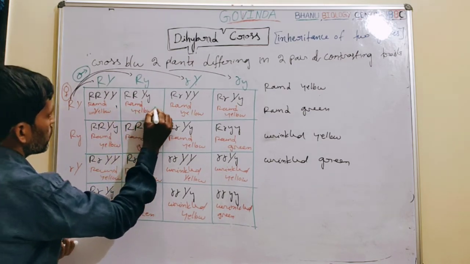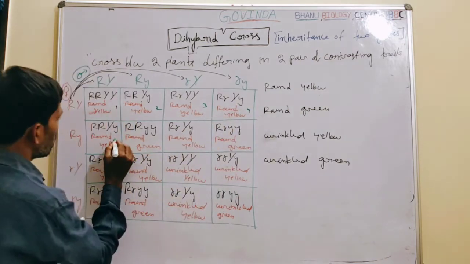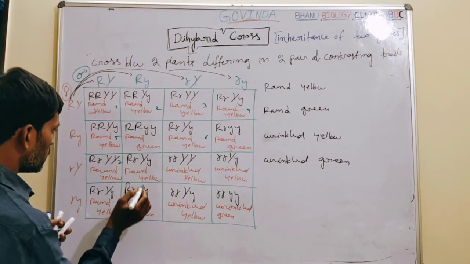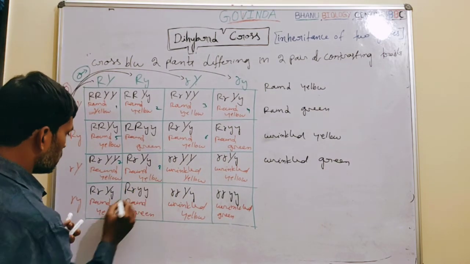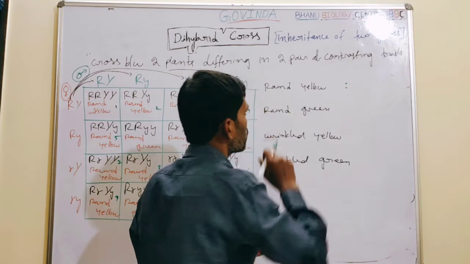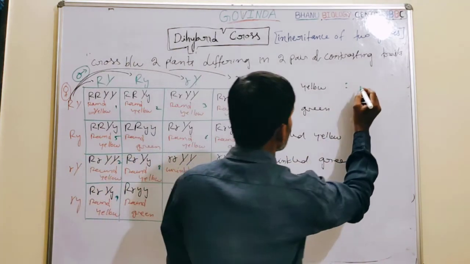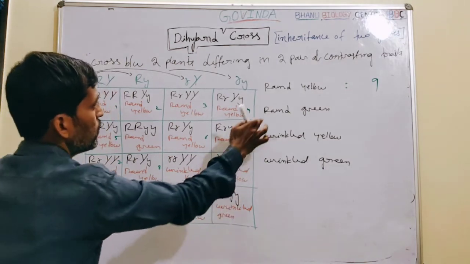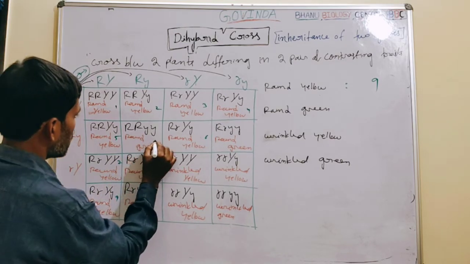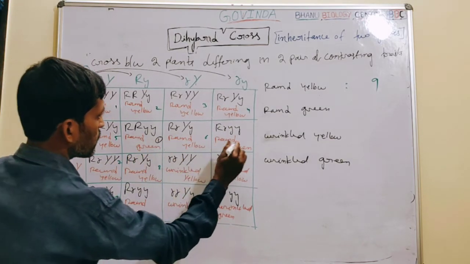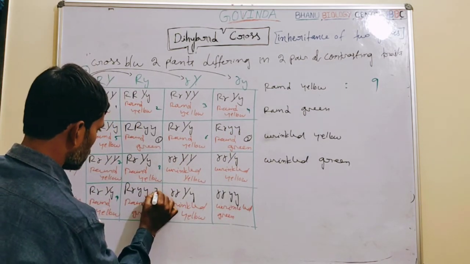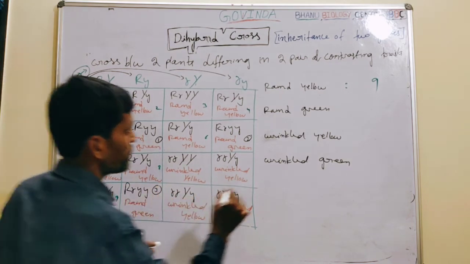Round yellow 1, 2, 3, 4, 5, 6, 7, 8, 9. So totally how many round shaped yellow color seeds produced plants are produced? Totally 9. Then come to round green plants. Round green, here is 1, then round green, here is 2, then round green, here is 3. So totally 3.